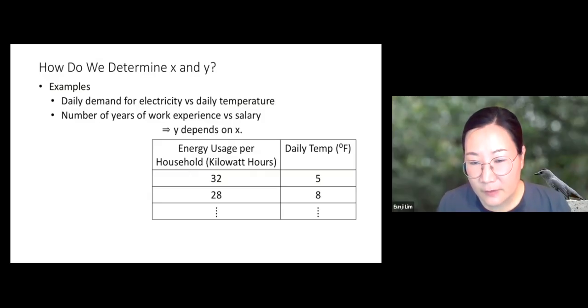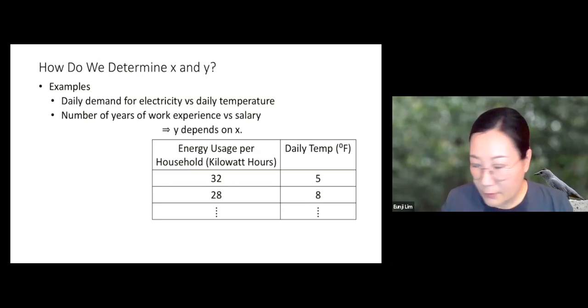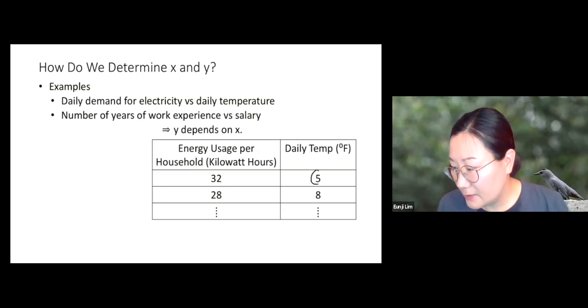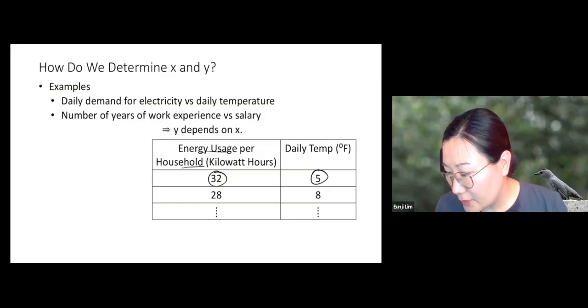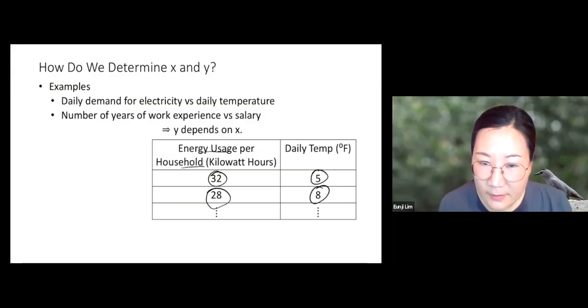So let's take a couple of examples. Suppose in your data set, you have the daily demand for electricity and the daily temperature. So for example, when the daily temperature is 5 degrees, then the energy usage per household was 32 kilowatt hours. When the daily temperature was 8 degrees, the daily usage was 28, etc. So if your data set looks like this, which one should be X and which one should be Y? Please pause this video and come back with your answer.